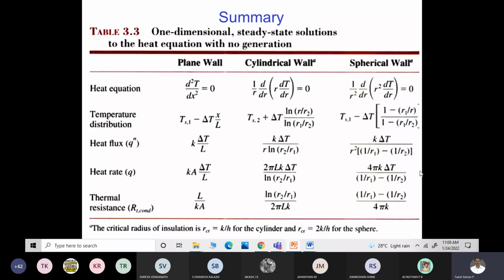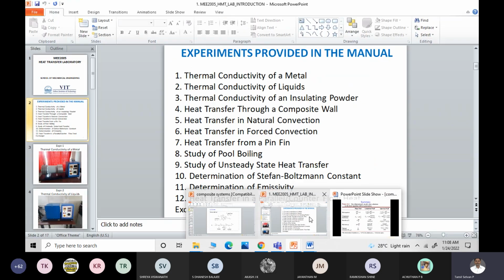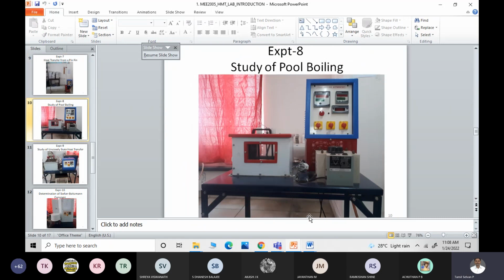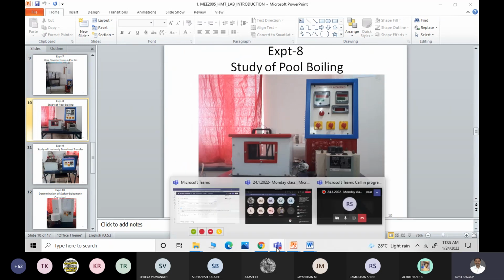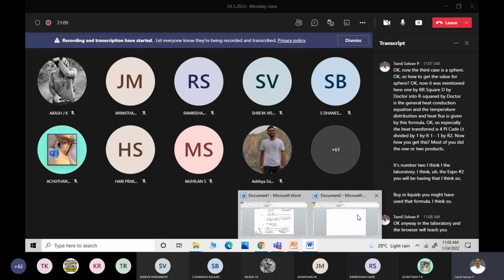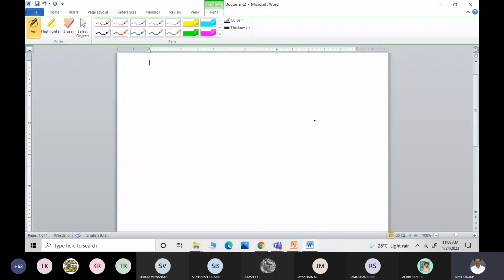Most of you have done this in experiment number 2, I think, in the laboratory. In liquids you might have used that formula. Anyway, in the laboratory the professor will teach you. Now let us discuss experiment number 3, I'm sorry. Most probably you will have experiment number 3 this week, and the professor will teach you.